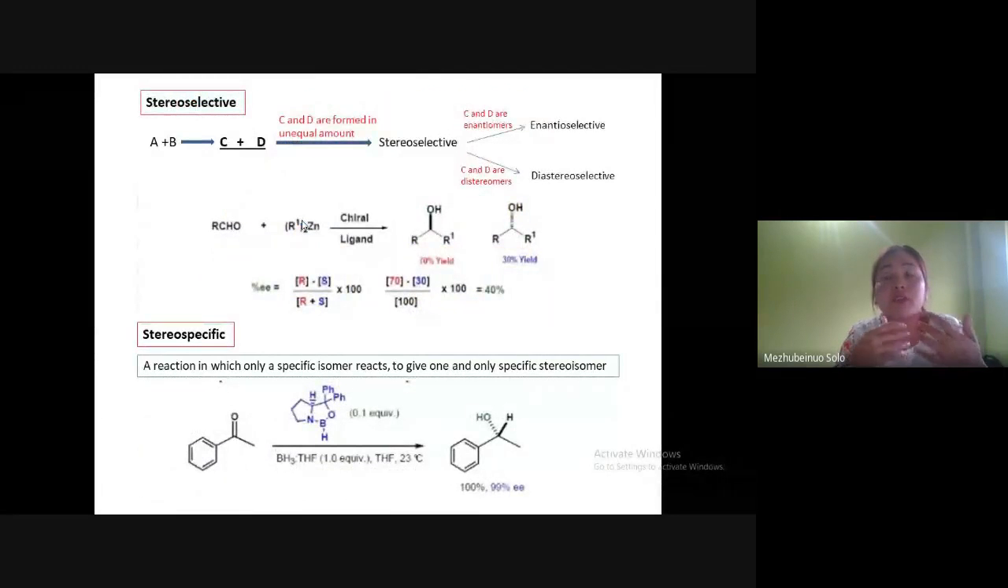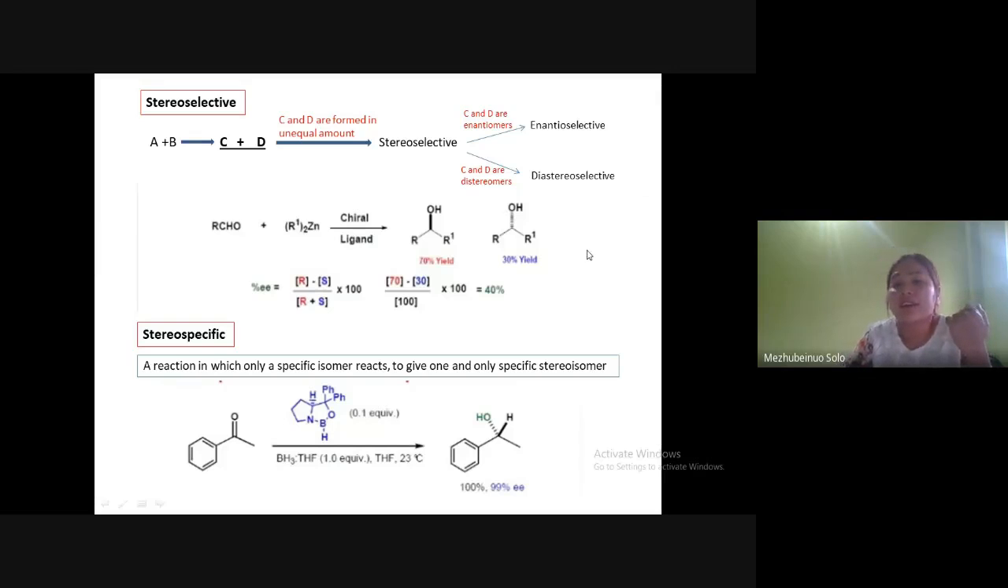Many of the transformations that you encounter have the potential to produce multiple types of products. Depending on the product formed, let us see what stereoselective and stereospecific reactions are. I have given a general example here of a stereoselective reaction. Stereoselective reactions are those reactions which produce one stereoisomer of the product preferentially over the other. In this case, compounds A and B react to give products C and D. If these two products are formed in unequal amounts, it is called a stereoselective reaction. If the two products are enantiomers, it is called an enantioselective reaction. Or if these two products are diastereomers, it is called a diastereoselective reaction.